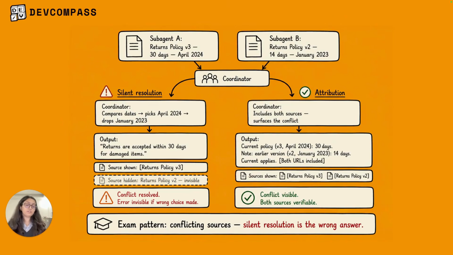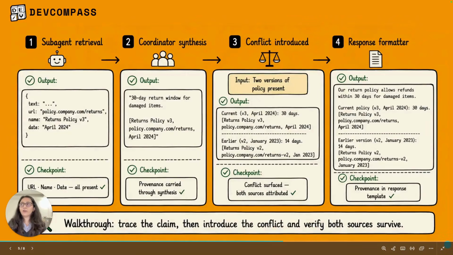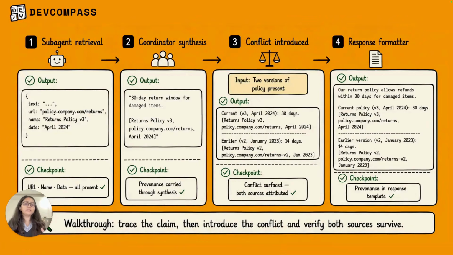The exam will potentially test this specific pattern: conflicting sources, one silently resolved versus both attributed. So you need to know the difference. Now, we definitely have a few walkthroughs, right? The walkthrough will trace a claim all the way through the pipeline.